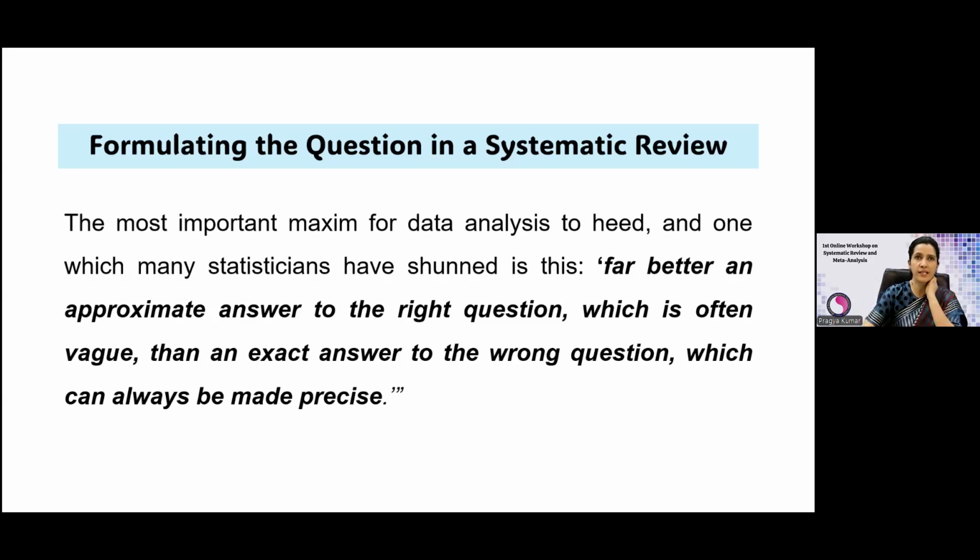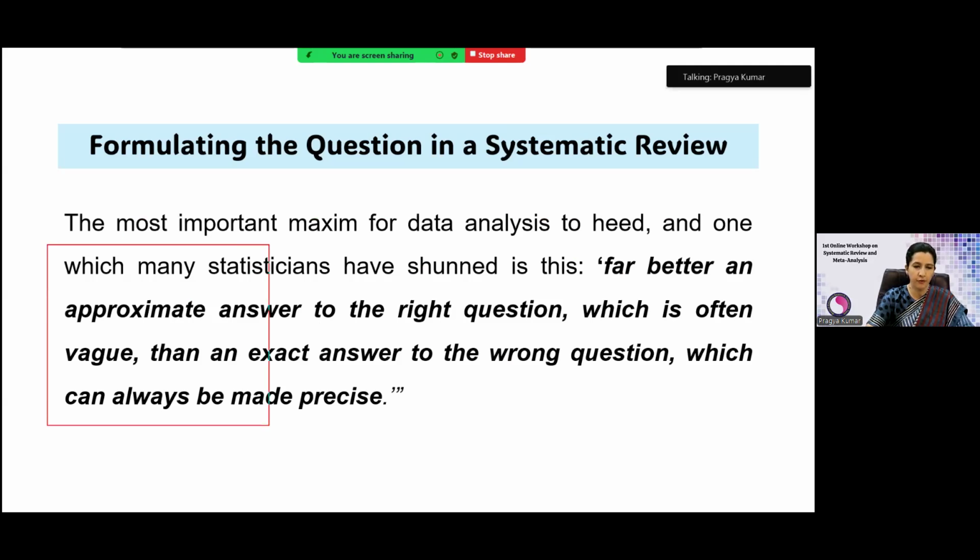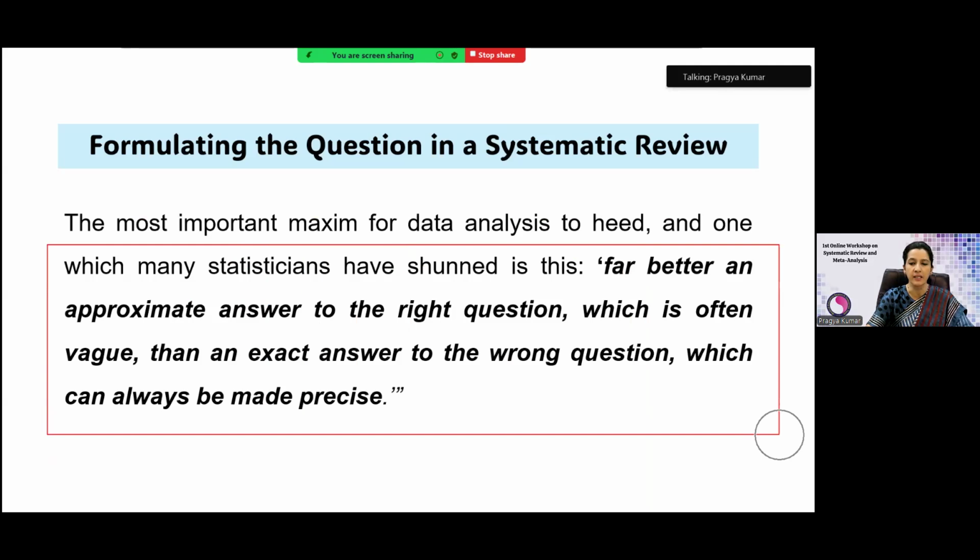It is often said that a far better approximate answer to the right question, which is often vague, than an exact answer to the wrong question. Cochrane always says that if you have formulated the question rightly, even if the answer is vague, that is okay. But if you have formulated a question in a wrong manner and you get an exact answer, then it is not of any help. So this emphasizes the value of a good research question or a good review question.